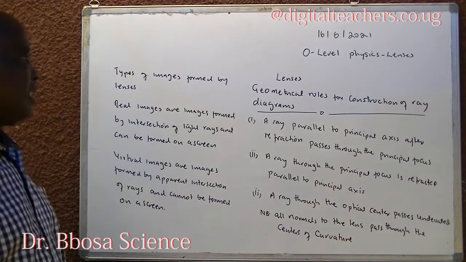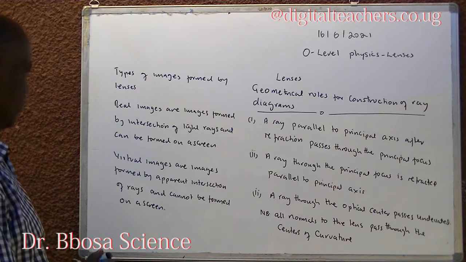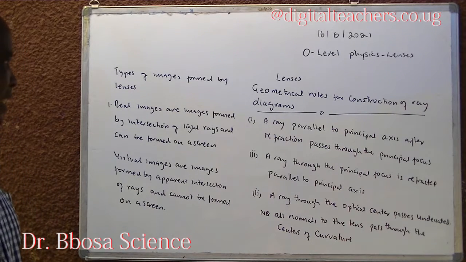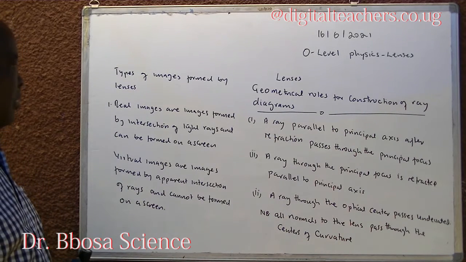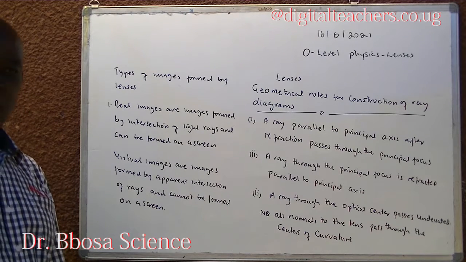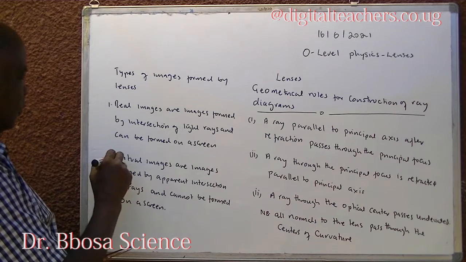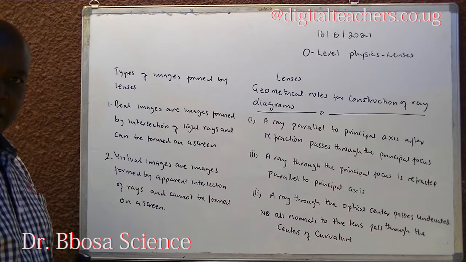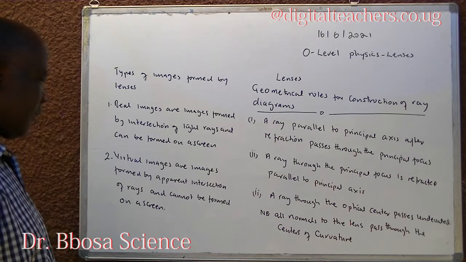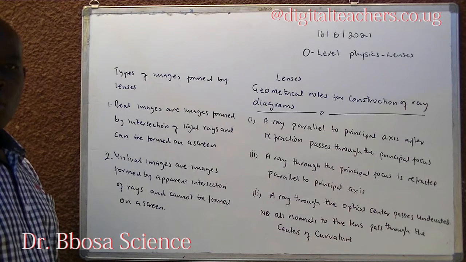Types of images formed by lenses. 1. Real images are images formed by intersection of light rays and can be formed on a screen. 2. Virtual images are images formed by apparent intersection of rays and cannot be formed on a screen.